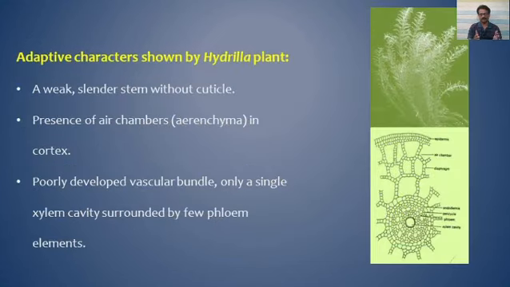Now after the description, we have to see which adaptive characters this particular plant is showing. The first thing is that it has a weak, slender and elongated stem without cuticle. Now we will see one by one why it is adaptive. First, it is an aquatic plant, found mostly in running water, sometimes in stagnant water also. So what exactly is there in such a condition?